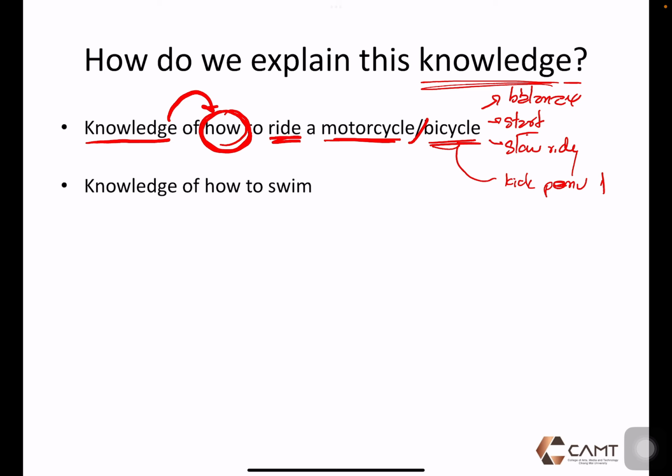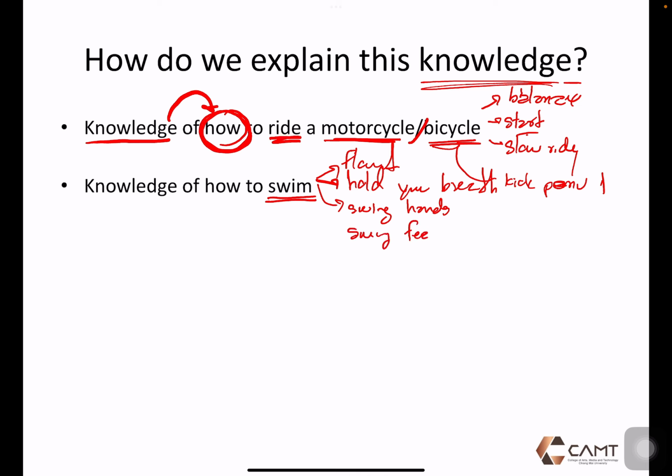How about the knowledge of how to swim? You start by trying to float in the water. Or try to hold your breath, and maybe practice swinging your hands and swinging your feet. That helps you to swim.